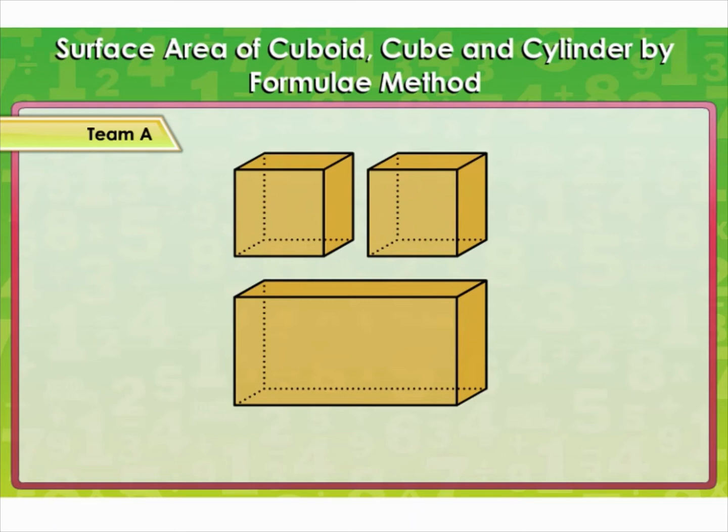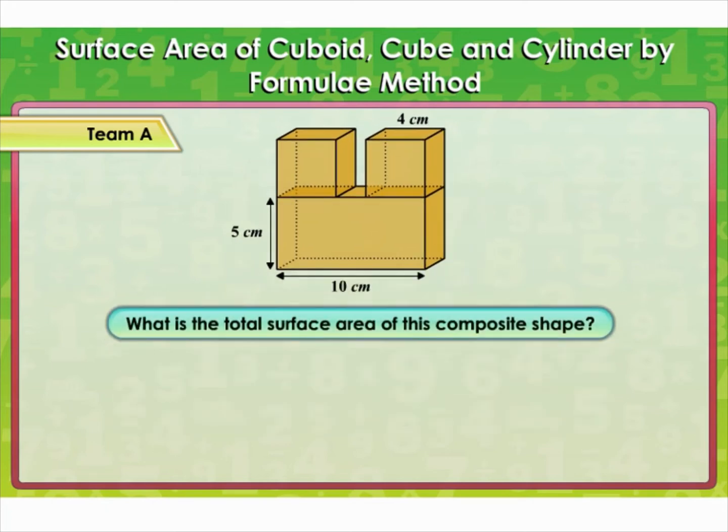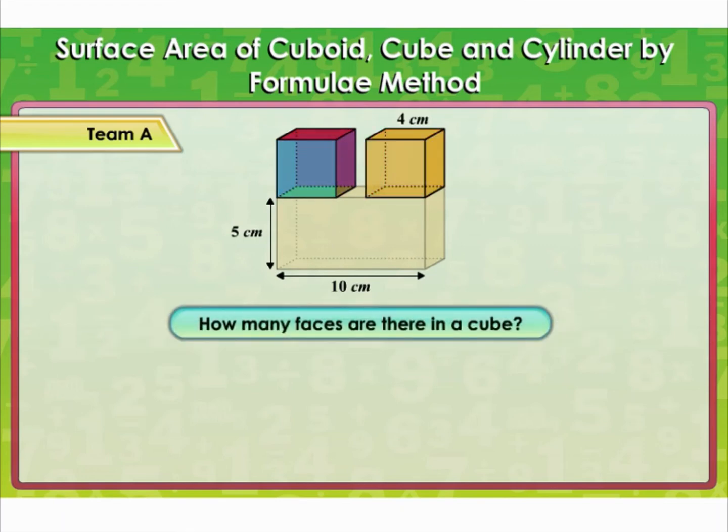The composite shape shows two identical cubes placed on top of the cuboid as arranged by Team A. What is the total surface area of this composite shape? Let us find the surface area of the two identical cubes first. How many faces are there in a cube?